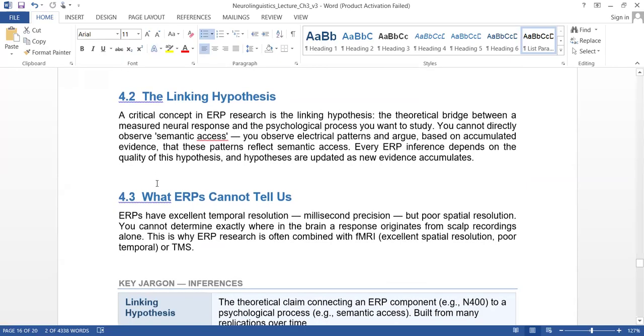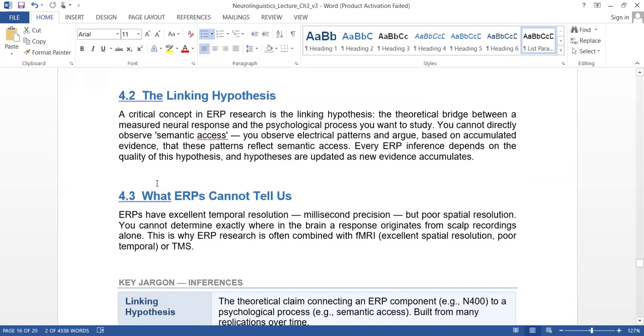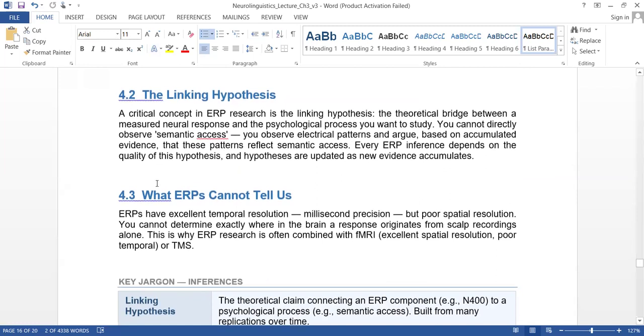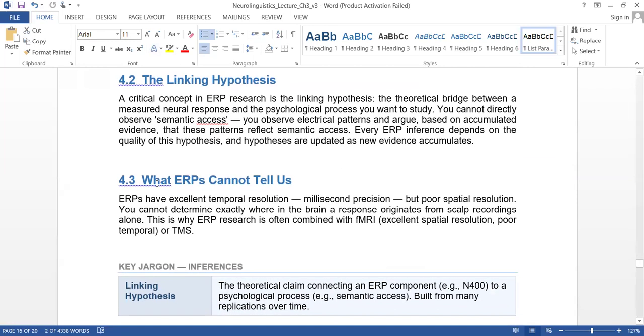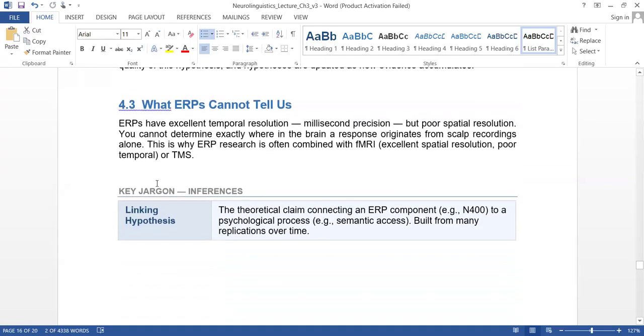A critical concept in ERP research is the linking hypothesis, the theoretical bridge between a measured neural response and the psychological process you want to study. You cannot directly observe semantic access. You observe electrical patterns and argue, based on accumulated evidence, that these patterns reflect semantic access. Every ERP inference depends on the quality of this hypothesis, right? So hypotheses are updated as new evidence accumulates. What ERP cannot tell us: it has excellent temporal resolution, millisecond precision, but poor spatial resolution. You cannot determine exactly where in the brain a response originates from scalp recordings alone. This is why ERP research is often combined with fMRI.